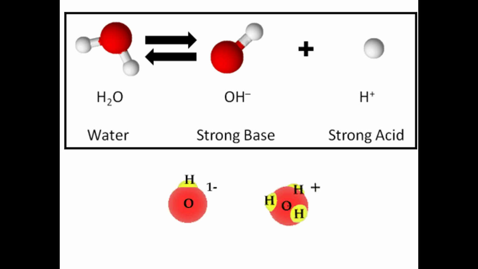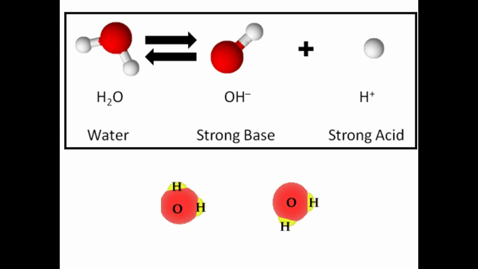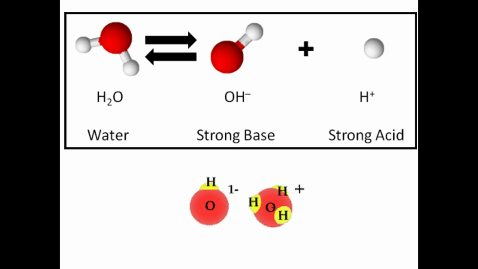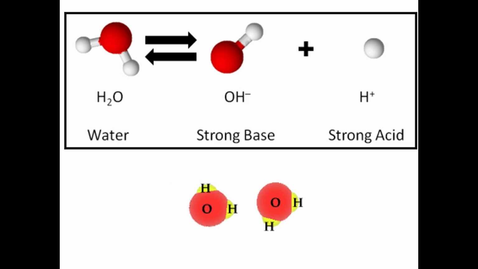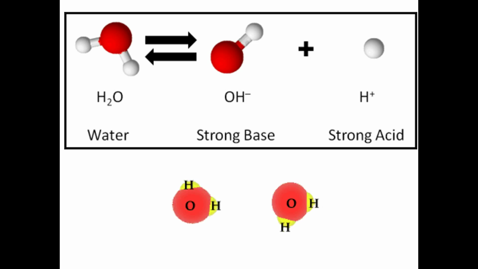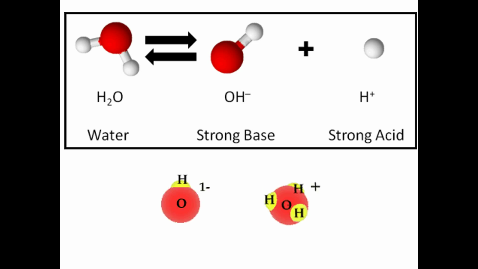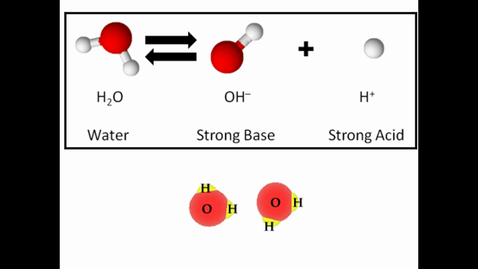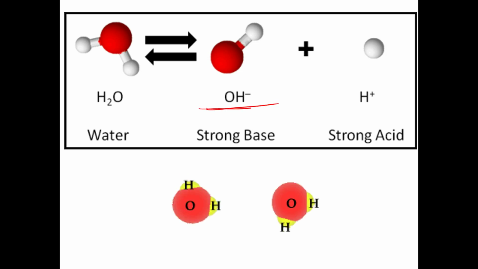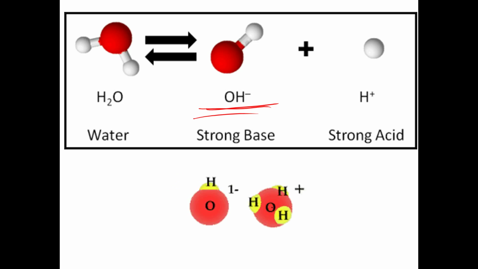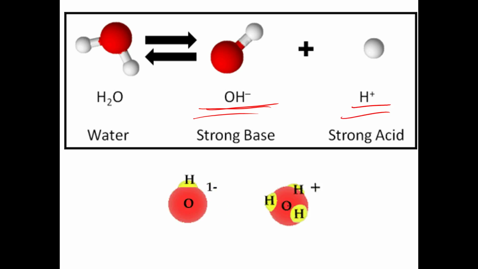Alright, so looking at pH. Your water is actually technically classified as a weak acid. What that means is that water can actually dissociate into ions. It'll dissociate into hydroxyl and hydrogen ions.